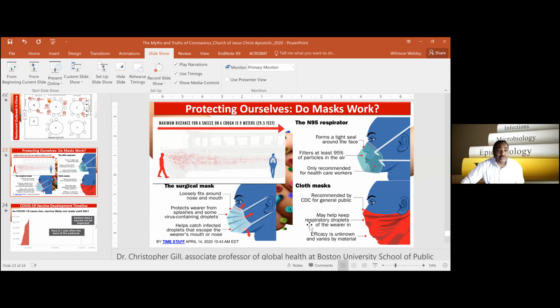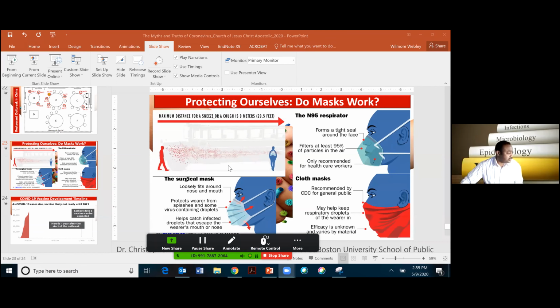Good. The thing about masks, let me share my screen again where masks are concerned.